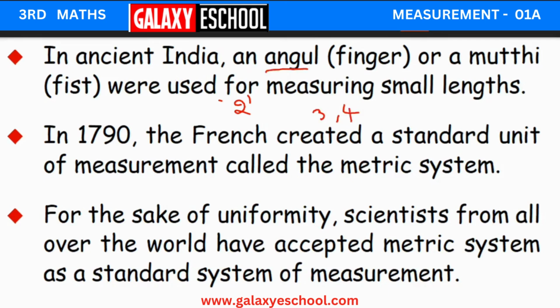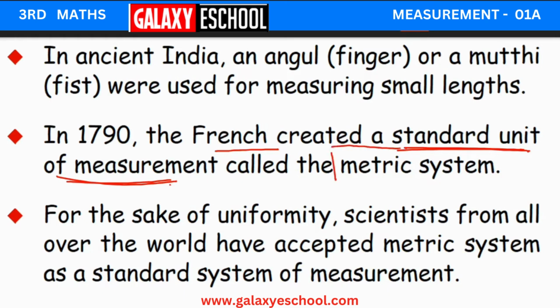Now, when we were using these ancient techniques, the measurement was not standard. It was not uniform. That means it was not the same everywhere. Yes, for one person it was 2 fingers and for the other it was 3 or 4 fingers. So to eliminate this, the French people created a standard unit of measurement. Standard unit, that means it would be the same wherever we go. And what name did they give it? They called it the metric system.